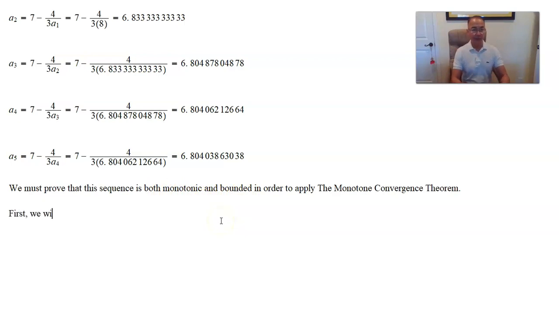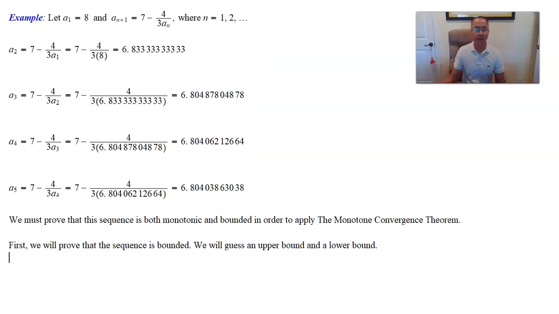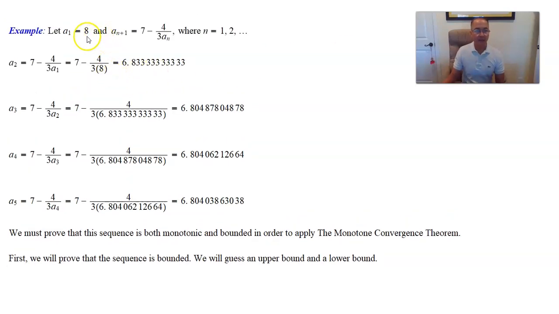So first, we will prove that the sequence is bounded. We will guess an upper bound and a lower bound. All right, so let us look at our data. Our first term is 8, and then we get 6.8 something. So it looks like the terms are at most 8. It looks like it's going down, but maybe bigger than 6. This is slowing down, and I don't think it's going to go much further below 6.8.